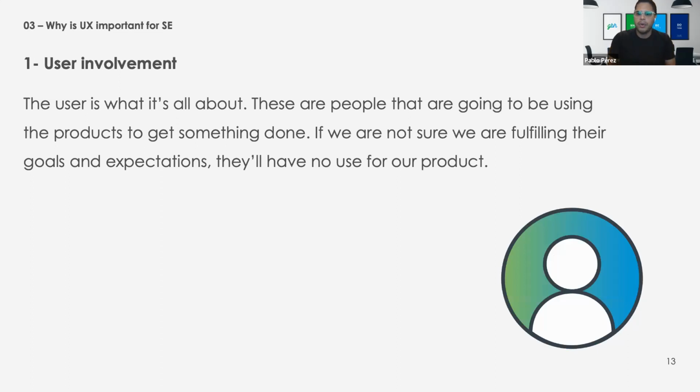I want to explore why this is important based on three main perspectives. The first one is user involvement. The user is the protagonist in this discipline. These are the people who are going to be using your products to get something done. If we're not sure we are fulfilling their goals or needs, they have no use for our product. If we miss in providing them with a solution that they need for their problem, our product is useless for them.